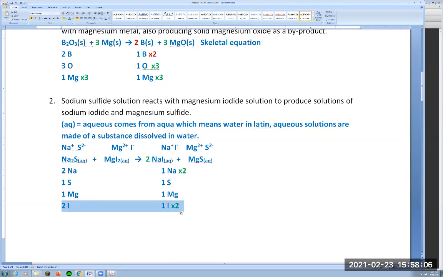Is it enough? Do we have to? Looks like we have 1 sulfur, 1 sulfur, 1 magnesium, 1 magnesium, 2 Na, 2 Na, and 2 I and 2 I. So that's it. It balances your equation already. So sometimes balancing is very easy like this.